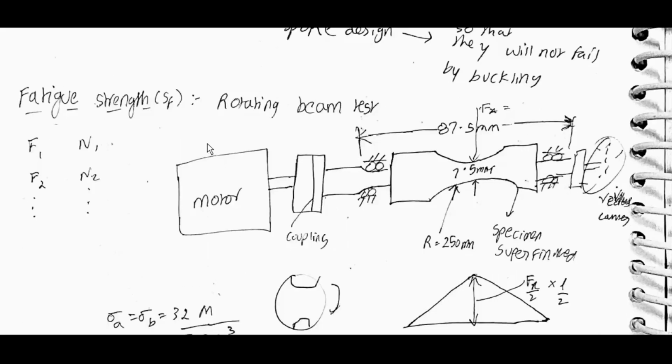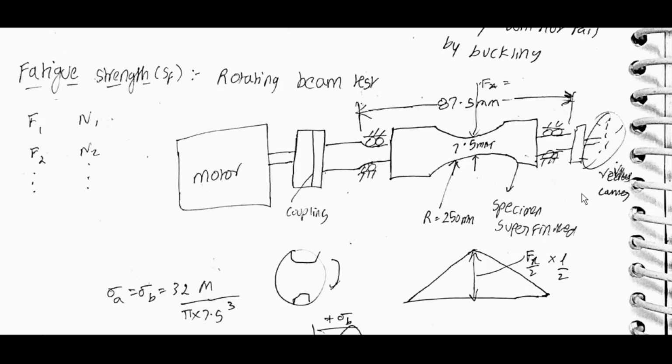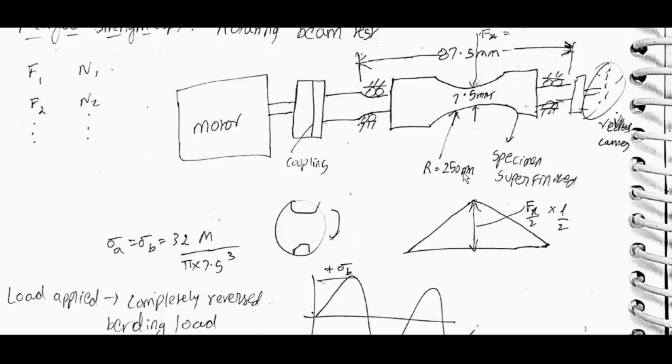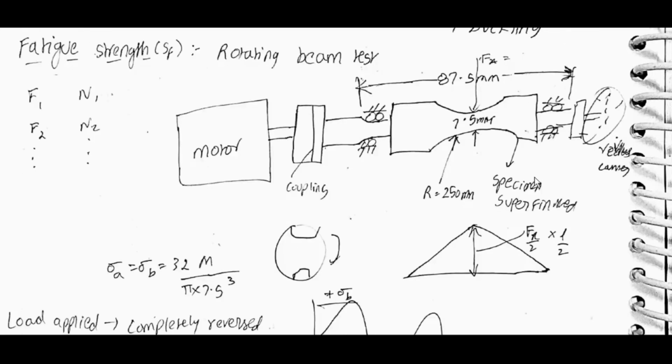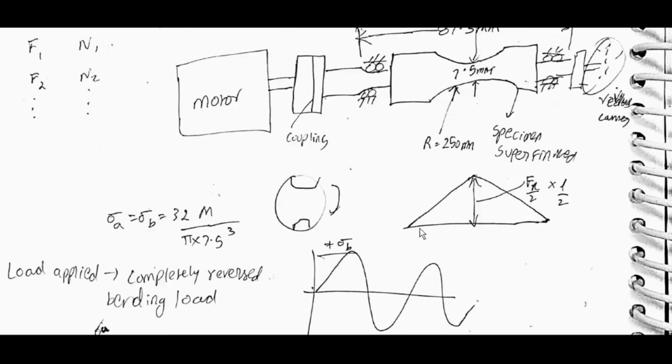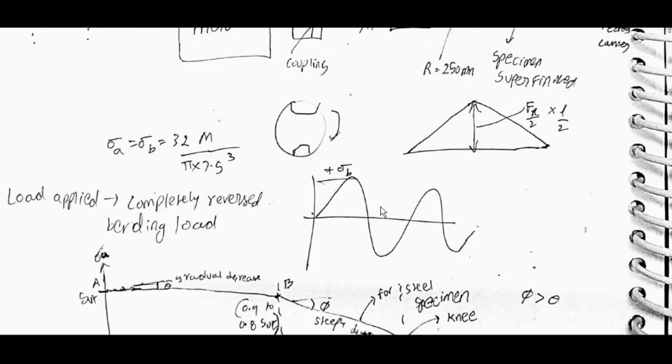Fatigue strength, rotating beam test. Motor, coupling, specimen of 7.5 mm diameter, R is 250 mm, super finished, with a hammer applying load F, with cycles N1, N2 and so on. For the coupling, R is equal to 250 mm, the moment is Fx into L by 2. σa is equal to σb is equal to 32M by π into 7.5³. The load applied is a completely reversed bending load.